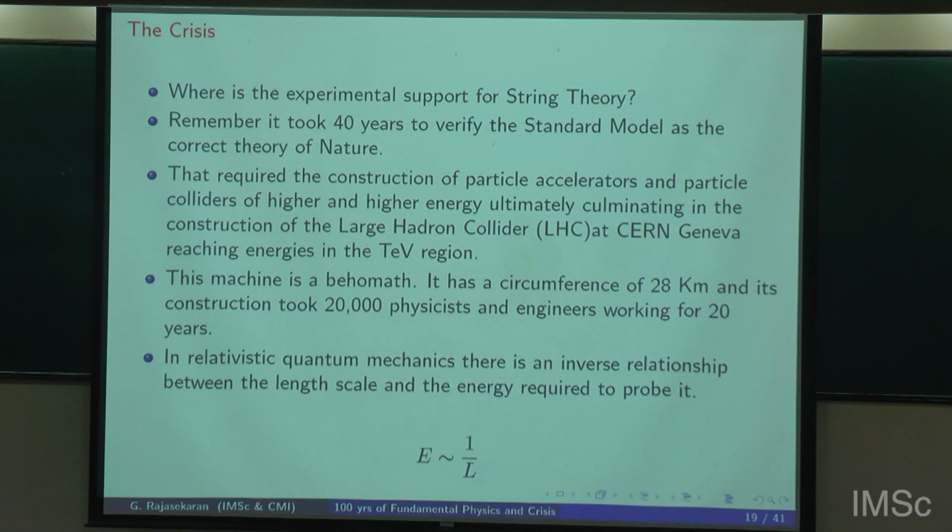That required the construction of particle accelerators and particle colliders of higher and higher energy, ultimately culminating in the construction of the Large Hadron Collider at CERN Geneva, reaching energies in the TeV region. It works now at 14 TeV. This machine is a behemoth. It's a monster of a machine. It has a circumference of 28 kilometers underground. And its construction took 20,000 physicists and engineers from all over the world, including our country, working for 20 years.